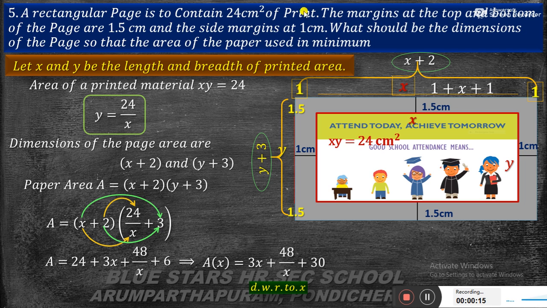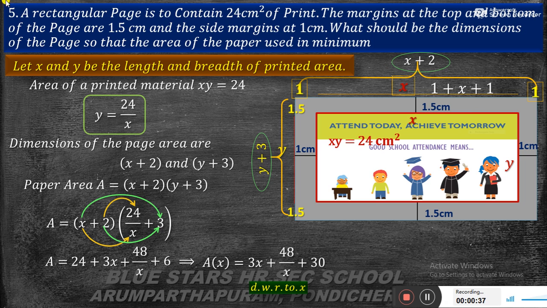...square of a print. The margin at the top and the bottom of the page are 1.5 centimeter and the side margin at 1 centimeter. What should be the dimension of the page so that the area of the paper used is minimum? Say a rectangular page is to contain 24 centimeter square, so the area is 24 centimeter square, they given.